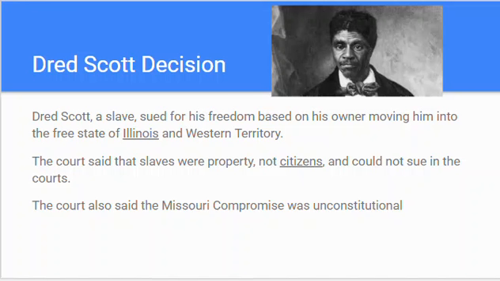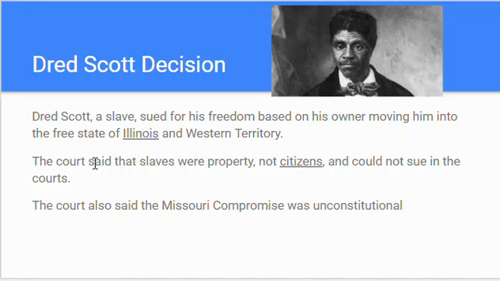There's another important court case called the Dred Scott decision. And Dred Scott was a slave. He sued for his freedom based on his owner moving him into the free state of Illinois in a Western territory. Last class, we did a bunch of maps that showed where slavery was allowed and where it was not allowed. And his owners moved him to Illinois. And Illinois is a free state. If you live in Illinois, you're supposed to be free. So he sued because he wanted to be free.